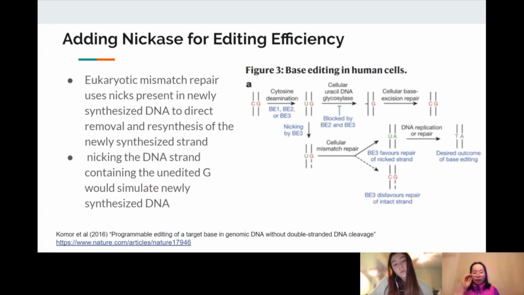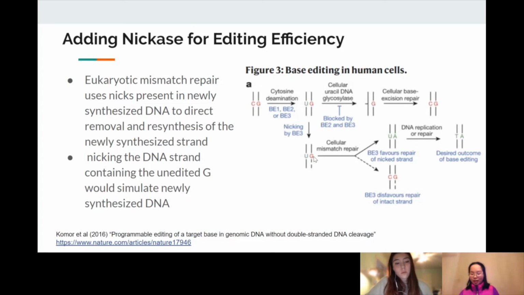Now, you spent all that time trying to turn the CG into the UG. Now you have the UG, but then you have a nick because of the cytosine deamination. But then the cell is going to try to see, oh, this U is wrong. The G is the old strand, the U is the new strand. Let me turn it back to a C because that's the old strand. You don't want it to do that.